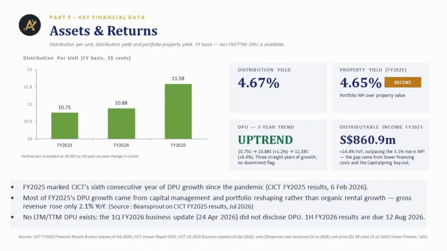Now, let's look at the yield metrics here. The slide details the distribution yield at 4.67%. It also presents the property yield for FY 2025 at 4.65%, and notes this is calculated as portfolio NPI over property value. The proximity of those two numbers, 4.67% and 4.65%, is critical. Why is that? What does it mathematically indicate?